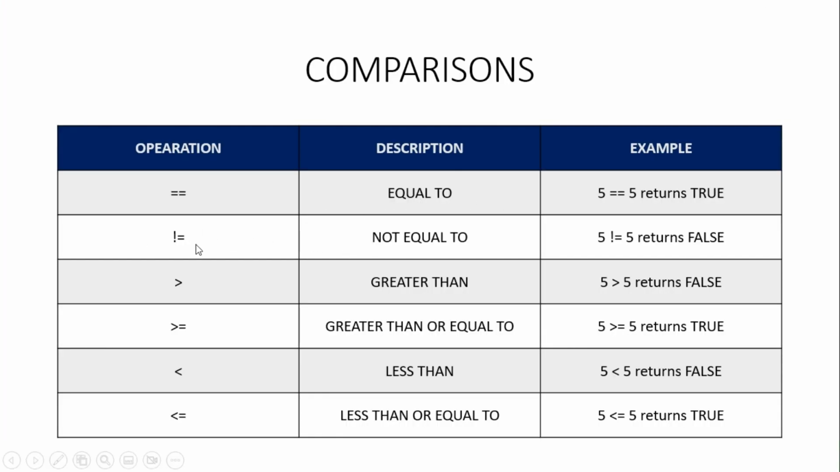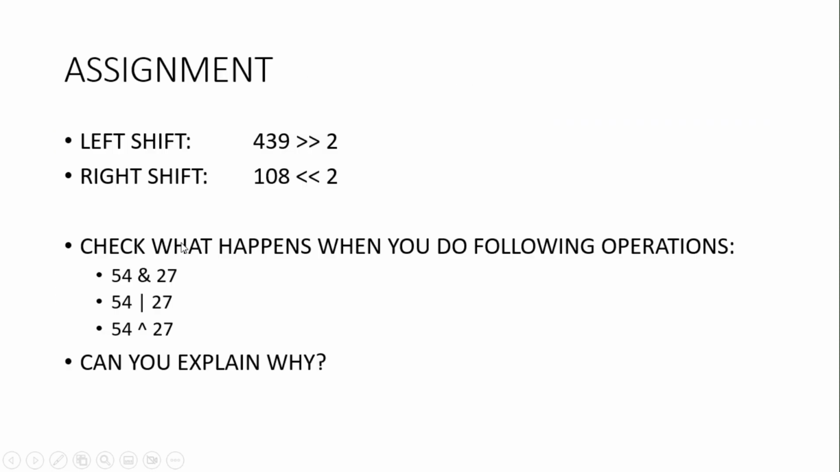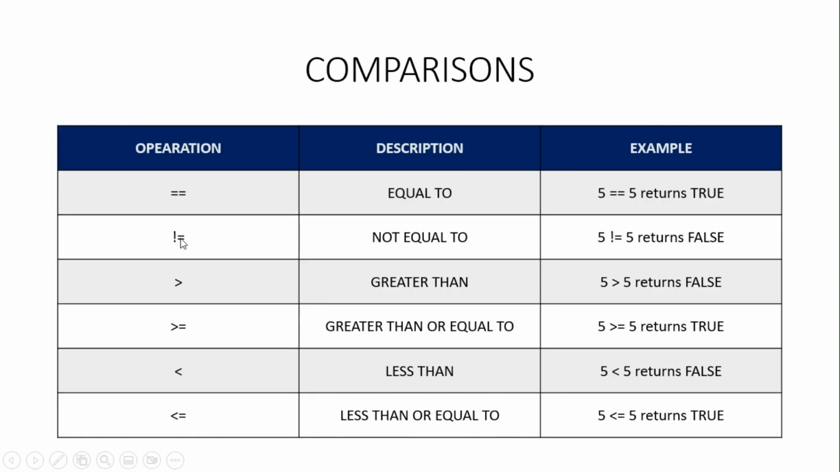Now let's come to not equal to. Not equal to, you can check if both the operands are not equal, then it will return true. So for example, 5 not equal to 5, this statement is false, so it will return false. It will return true when both operands are actually not equal to each other.